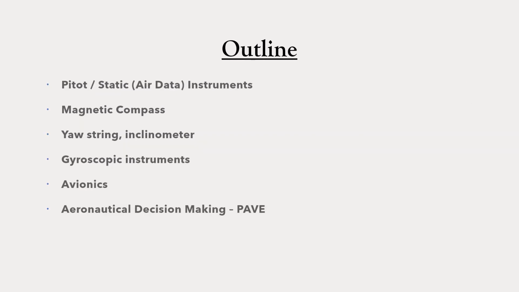So in this lesson, I'm going to go through several different types of instruments that you'll find in gliders, starting with the pedostatic instruments. Sometimes these are called air data instruments. Next, we'll talk about the magnetic compass, then the inclinometer and the yaw string, pretty simple instruments, the gyroscopic instruments, some of the avionics that we have on gliders, which some have, and then finally we're going to do another session on aeronautical decision making. And in this session, I'll introduce the PAVE acronym.